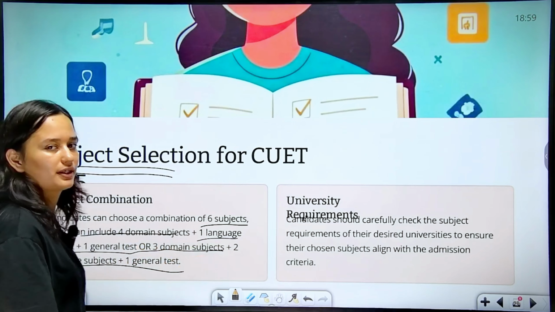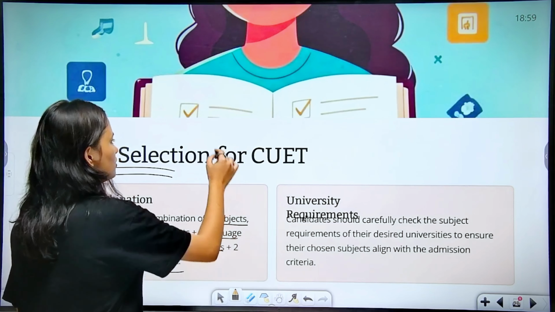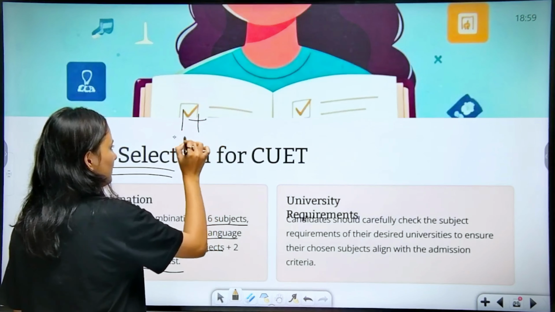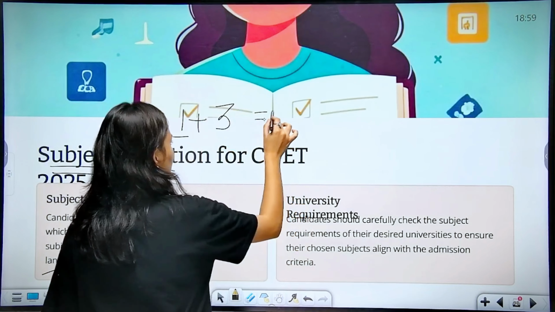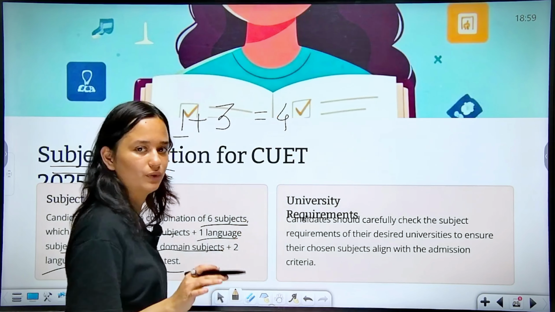It's just telling you what combination you can have. So for language, एक language आपको देना ही पड़ेगा. Minimum you should give 3 domain tests. So the minimum number of examinations that you can give is 4. I gave only 4 tests.